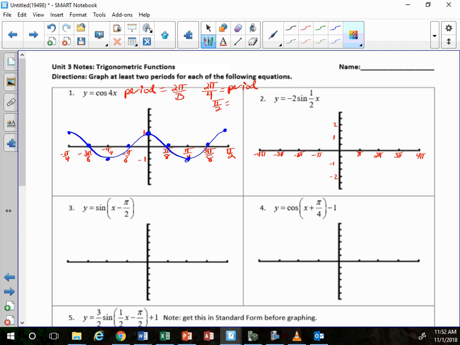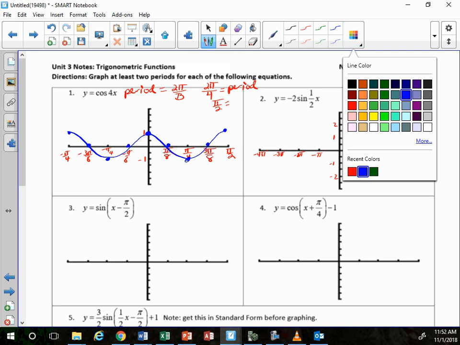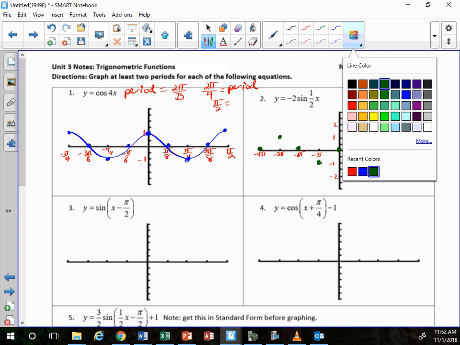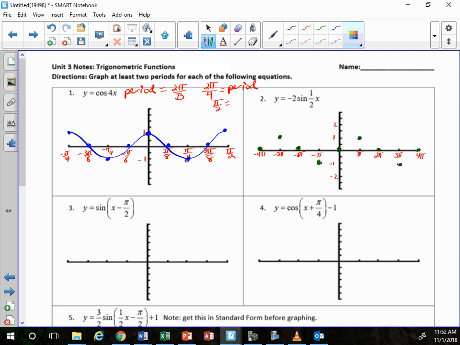Okay, I am going to put dots of the parent graph. I'm going to do them in green. It's sine, so I know that starts at 0, 1, 0, -1, 0. I'm not going to connect these. I'm just putting them there kind of as reference. Then my final answer I'll put in blue.